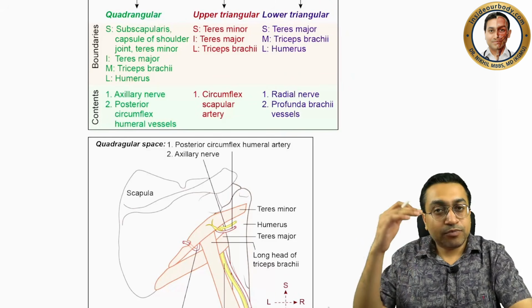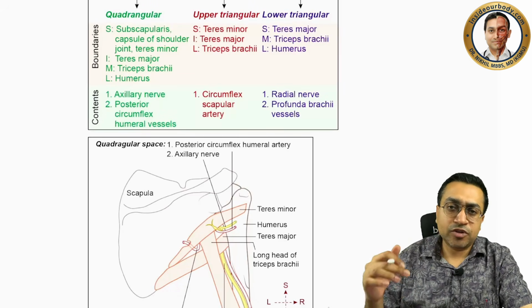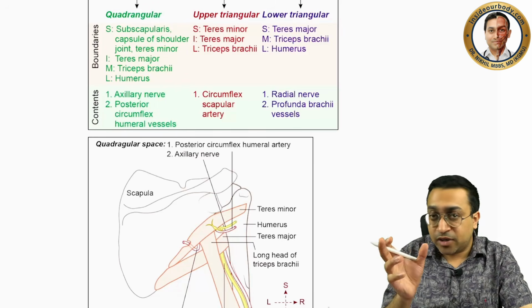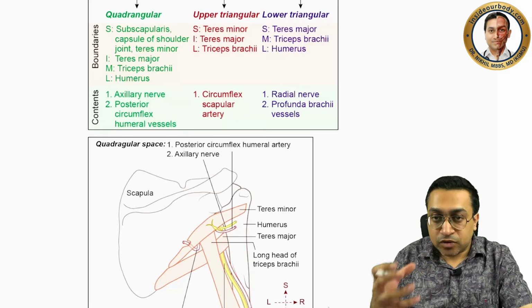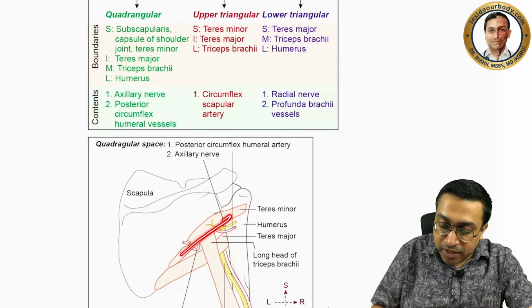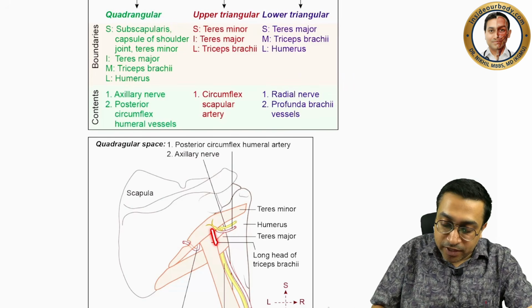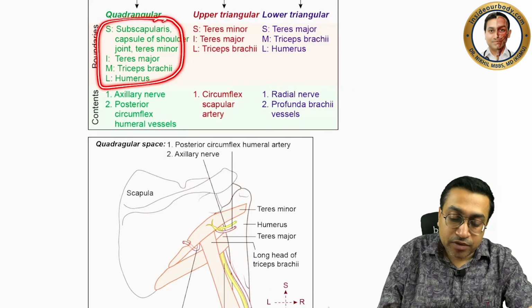Like rhomboid minor above, rhomboid major below. So minor is above, major is below. Just for understanding, major is the heavy, bulky muscle, as I told you previously also. So this will be lower. So teres minor and teres major will be the upper and lower boundaries of the quadrangular space. On the side, this will be the long head of triceps, and on the other side, on the lateral aspect, you will have the humerus. So these boundaries are very easy and sorted.